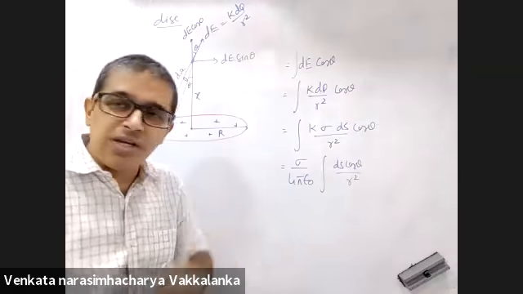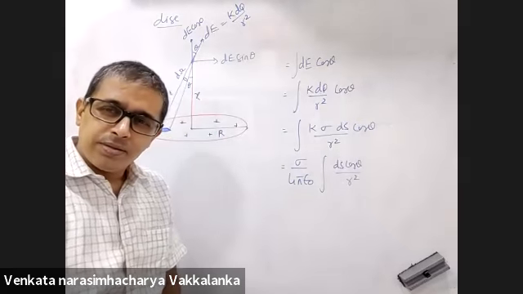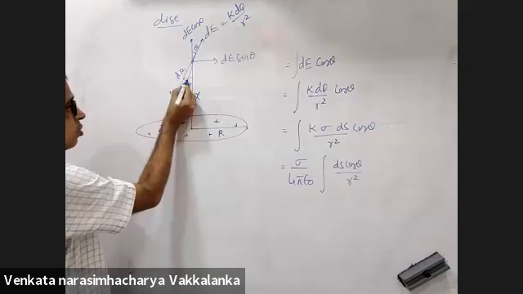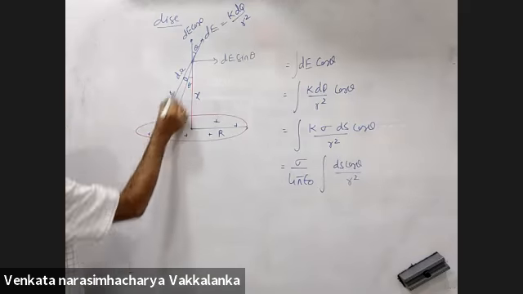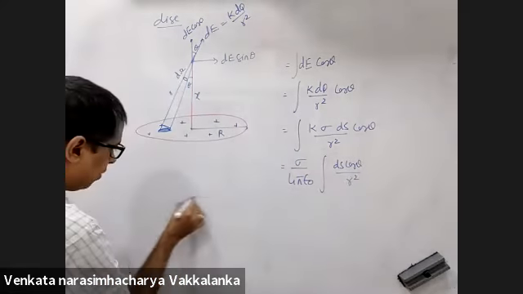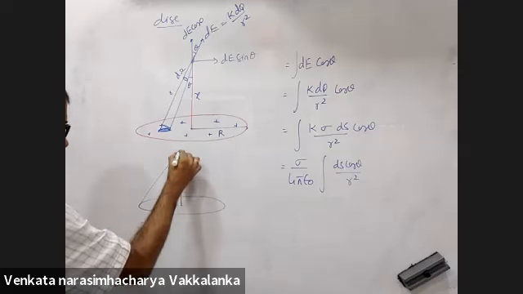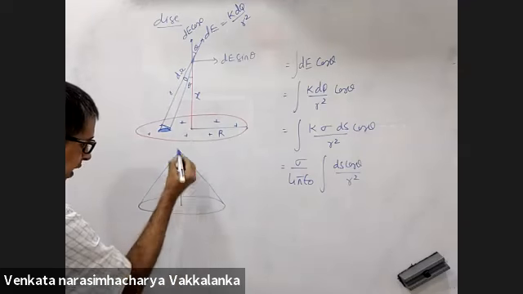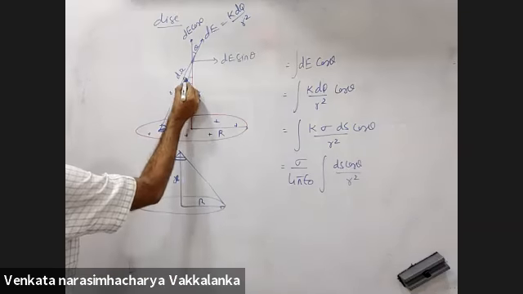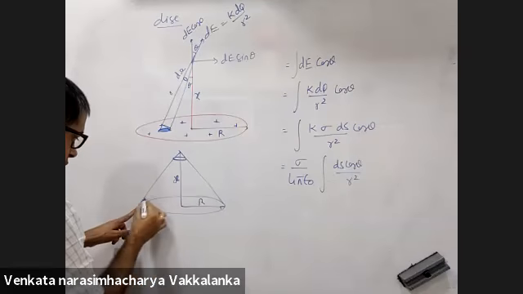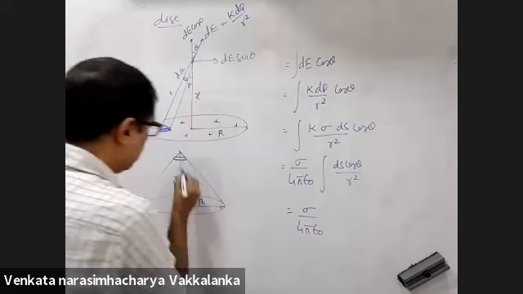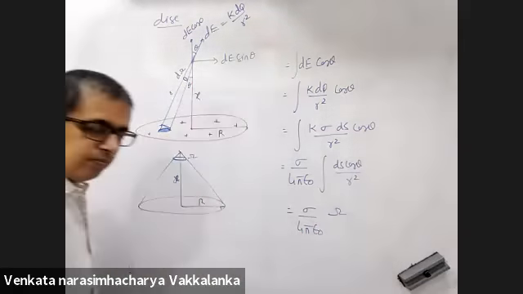Can you recognize what ds cos theta by r square is? d omega, the solid angle. If I integrate the complete solid angle, if I integrate whole of this solid angle, I should get the total solid angle subtended by the disk. Sigma by 4 pi epsilon naught into this solid angle, I'll call it omega.